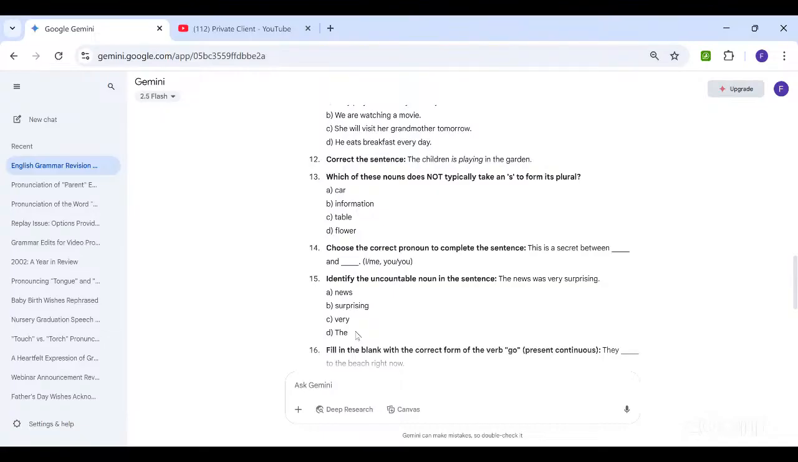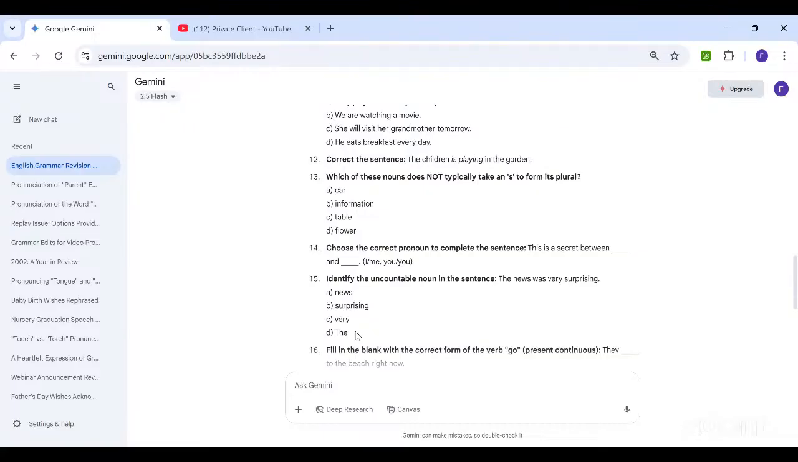So is it between I and you or me and you? Should be between you and I. Correct. Yes, it should be between... Okay, it's actually not you and I, you and me. Remember, you and I equals we. So we can't say the secret is between we. The correct thing would be the secret is between us. And us equals you and me. So it should be between you and me.